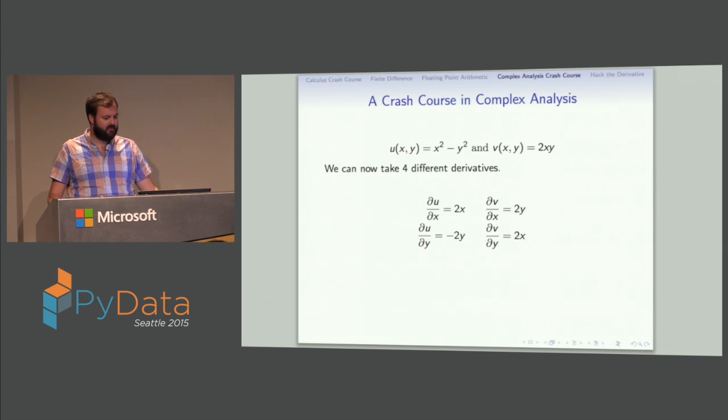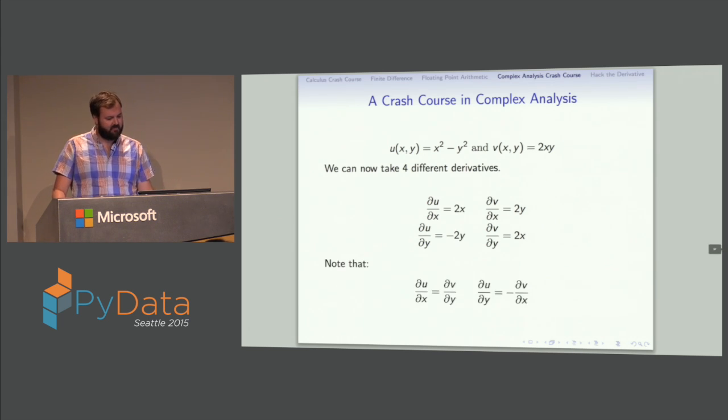So now we have this function written as these two functions, and there are 4 derivatives that you can take, because we have 2 functions and each one has 2 variables, so we can take a partial against both of them. If we take each of these partials, we get 2x, 2y, negative 2y, 2x. And there's a nice little pattern there, going diagonally: du/dx equals dv/dy, and du/dy equals negative dv/dx.